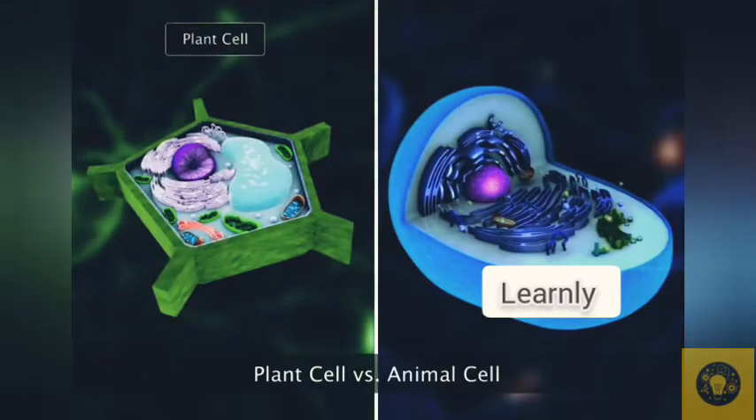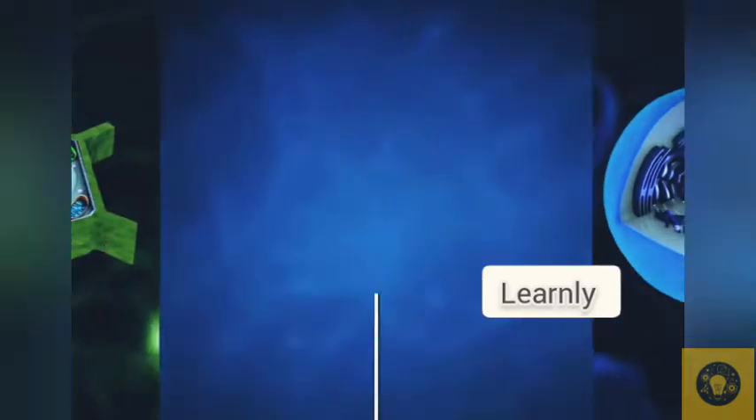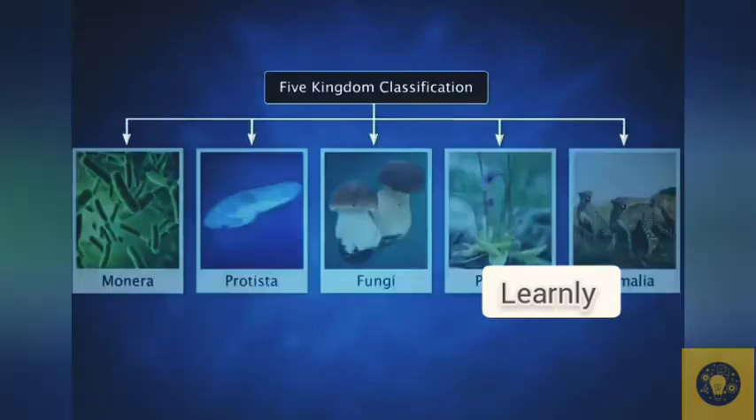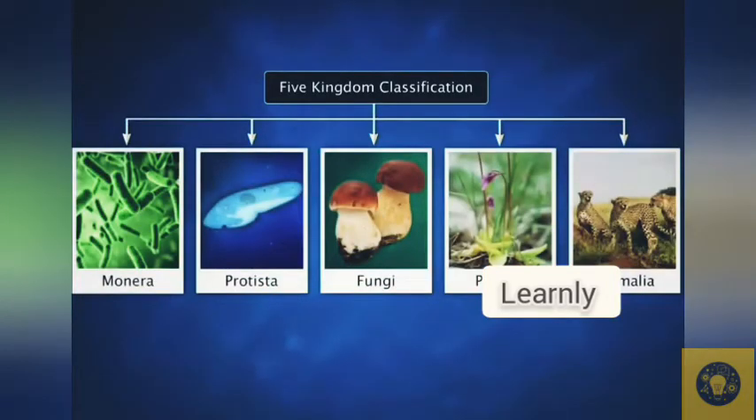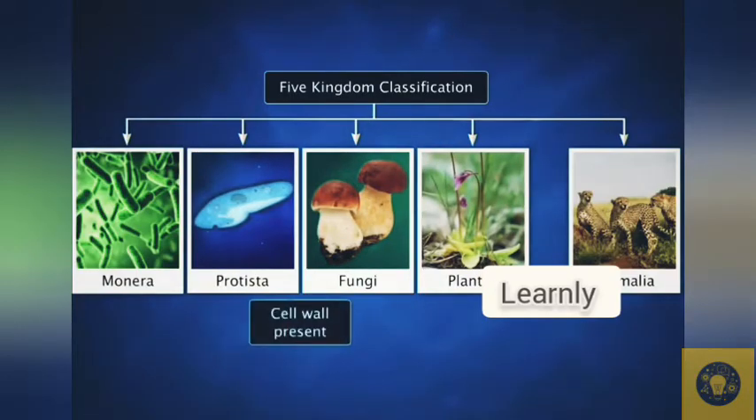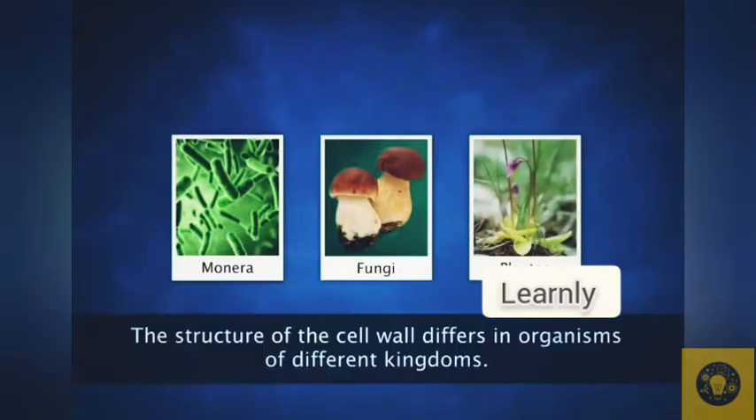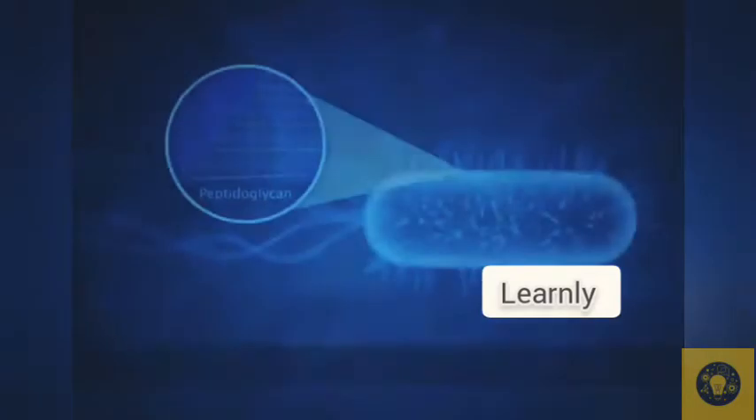If you compare a plant cell to an animal cell, you will notice that plant cells possess cell walls, which animal cells lack. In the 5-kingdom classification, Kingdom Monera, some protists, fungi, and plants show presence of the cell wall. Animal cells lack cell walls. However, the structure of the cell wall is different in organisms of different kingdoms.